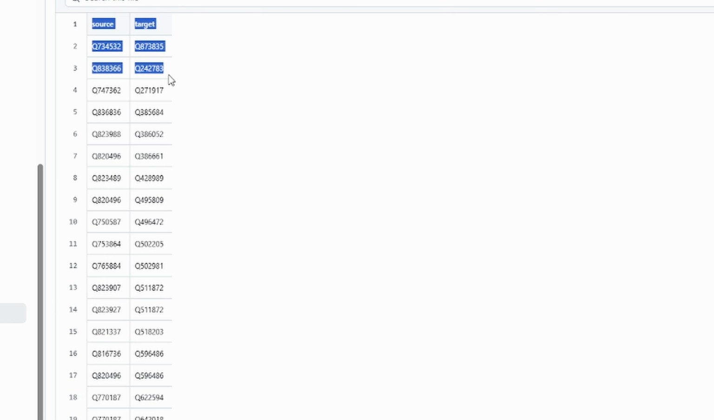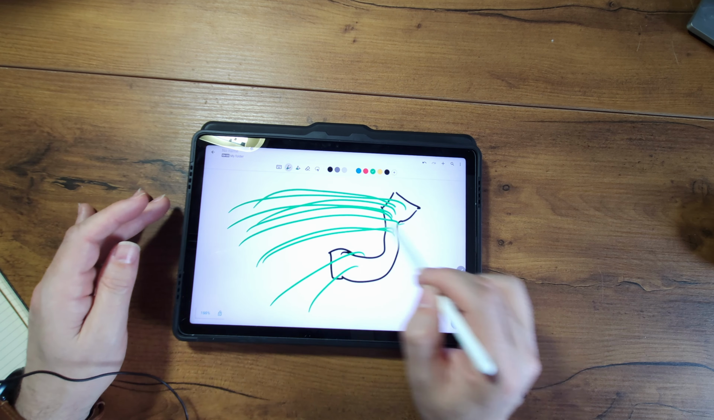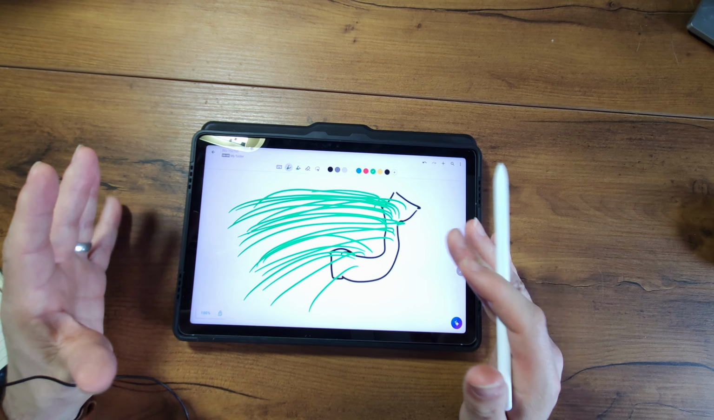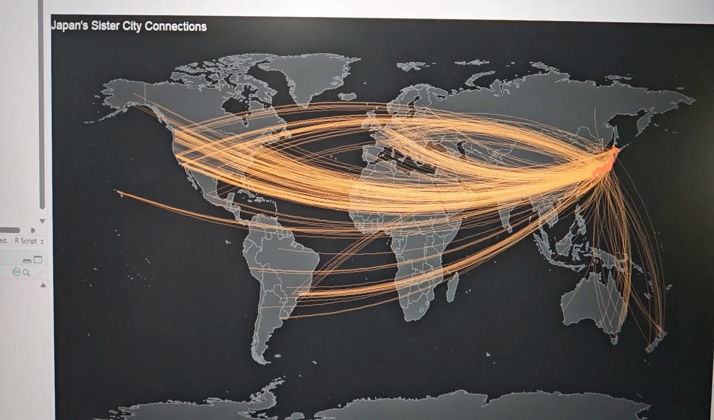If we go with my initial plan, here's my attempt at a quick drawing of Japan, something like this. There's going to be 965 lines coming out of it, connecting to 6 different continents, 58 different countries. This is going to get overwhelming fast. I don't know how successful this approach is going to be.